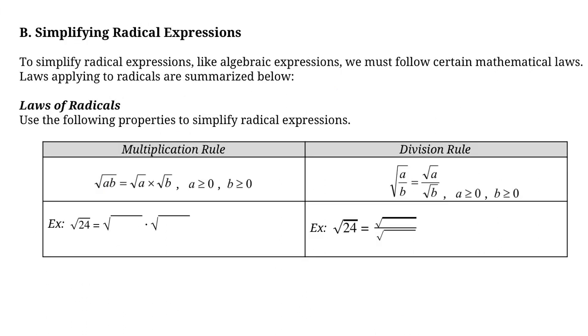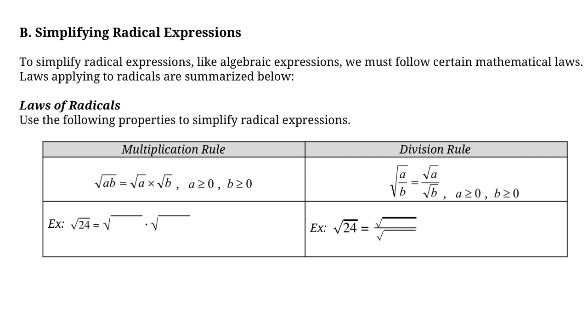Before we begin simplifying our radicals, we need to learn some of our laws of radicals, and we have the multiplication rule and our division rule. So the multiplication rule states that when we have an entire radical, whatever is underneath that root symbol, so if we have a number or term, you can take the factors of that number and rewrite this entire radical as the root of one factor multiplied by the root of its other factor.